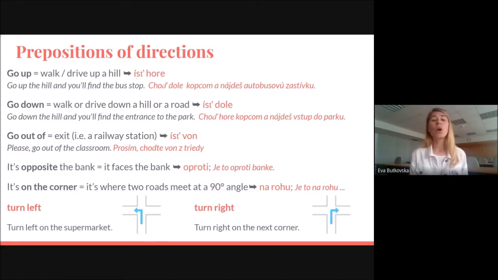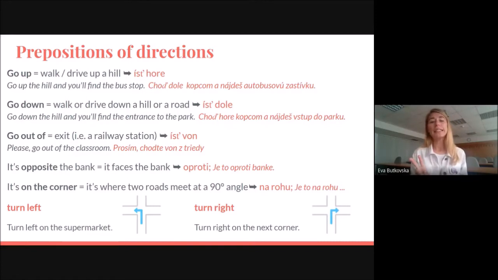Next one is go out of. So you need to exit. If you say go out of, you are expressing that the person needs to exit. Please go out of the classroom, so I tell somebody, for example. Or you could say you need to go out of the city center to find the local restaurants. So go out of.